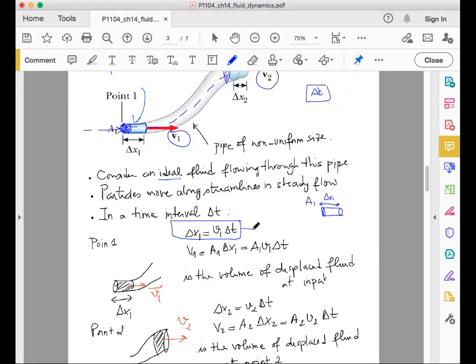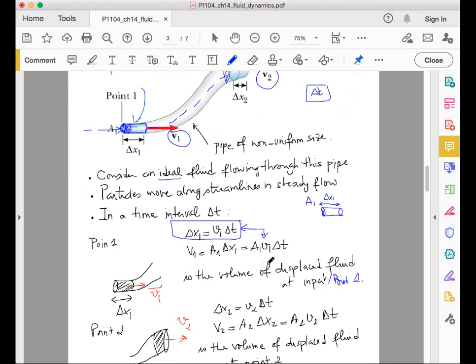We have just evaluated delta x1 up there, so we replace it by its value, and we end up with V1 equals A1 times v1 times delta t. So this is the volume of the displaced fluid at the input, and by input we mean point 1. Okay.